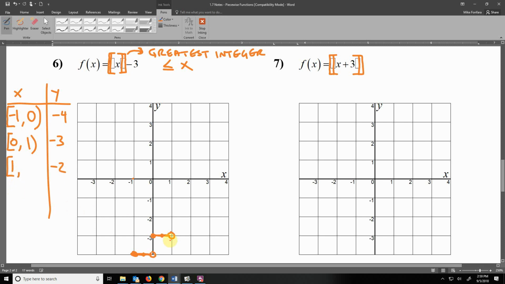If I went up to 1 and 9/10, 1 and 99/100, the greatest integer less than or equal to that is 1, and I'm going to get an output of -2, all the way up until I put in an input of 2. So you can now see the pattern, so we can finish the graph.